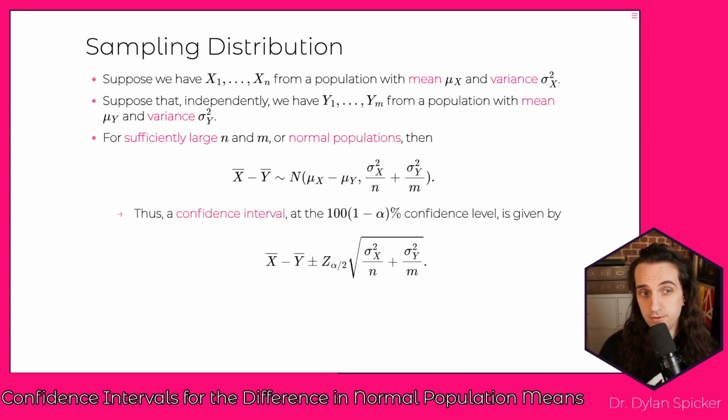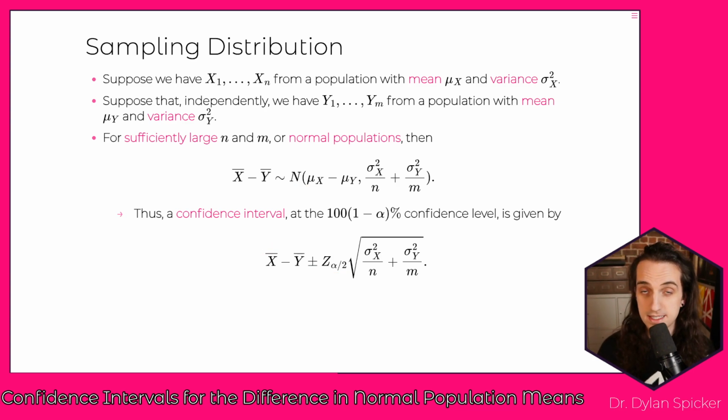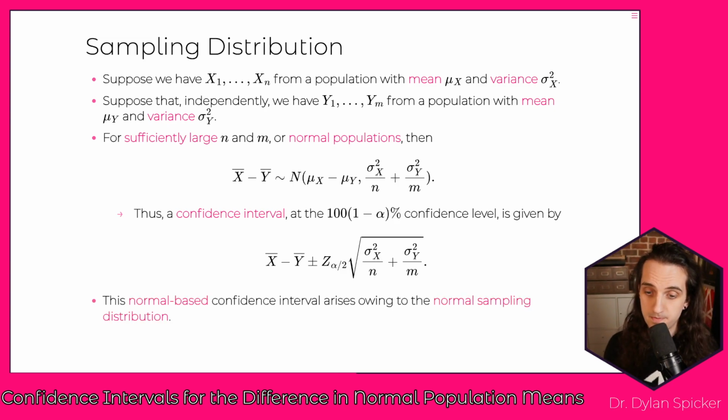If we then want to form a confidence interval, we can use the fact that this is a normal distribution to form a z-based confidence interval. So what does that look like? It takes our estimator, x bar minus y bar, plus or minus the critical value, z alpha over 2, times the square root of our variance, so the standard error: sigma x squared over n plus sigma y squared over m. This is a z-based confidence interval. It follows the same format as any z-based confidence interval. It arises since we know the normal sampling distribution, and since the variances are known, we can make use of that normal sampling distribution.